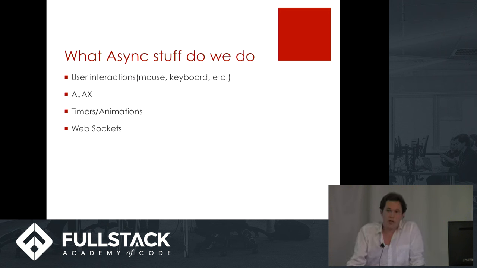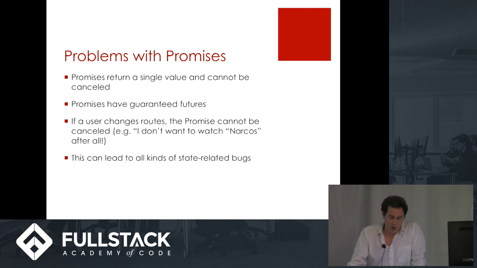The last thing I want to talk about is some of the interesting stuff that Netflix has done with handling async. So what async stuff do we do? User interactions, AJAX, timers, animations, WebSockets. And as we all know, our favorite way of dealing with the problem of async and avoiding callback hell is with promises. And as we all know, promises return a single value and cannot be canceled. They have a guaranteed future.